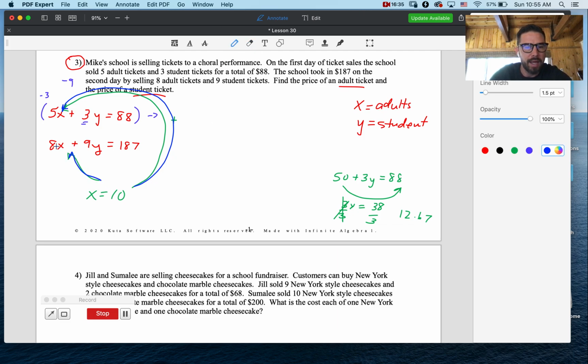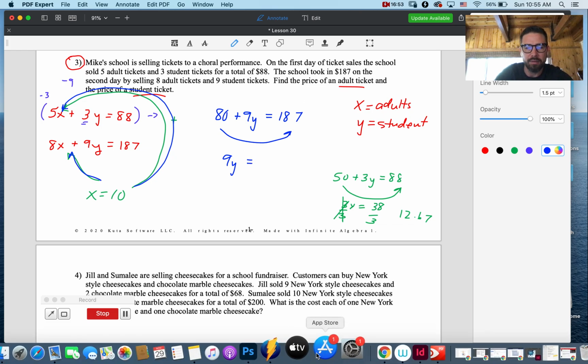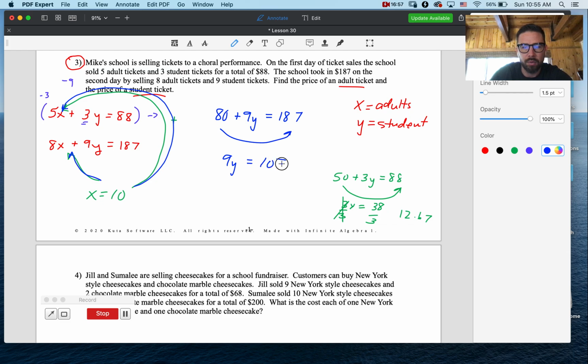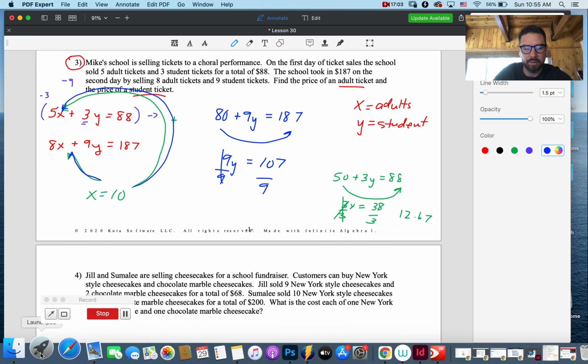So 8 times 10 is 80 plus 9y equals 187. So let's subtract that over here. So we have 9y equals, what's 187 minus 80? It's probably 107, huh? 107 divided by 9. Let's see if it equals 12.67. 107 divided by 9.